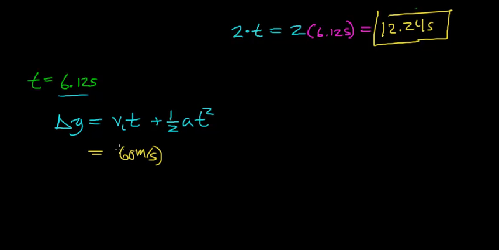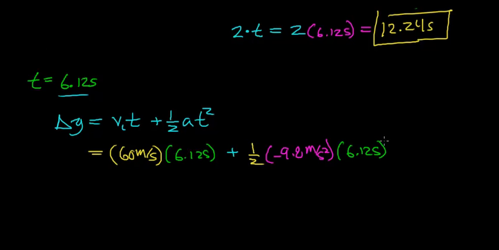Now in this case, the object was launched with an initial velocity of plus 60 meters per second straight up into the air, and then we're going to multiply that by the time that this object is in the air for, which is 6.12 seconds, and then we're going to add 1/2 of negative 9.8 meters per second squared. This is how fast gravity is slowing down the projectile as it's moving in the upward direction, times the square of the time term.